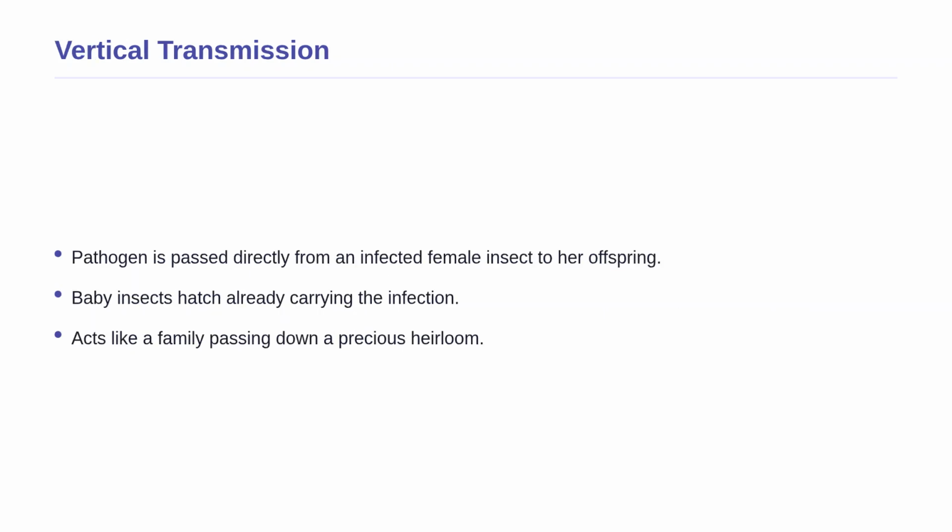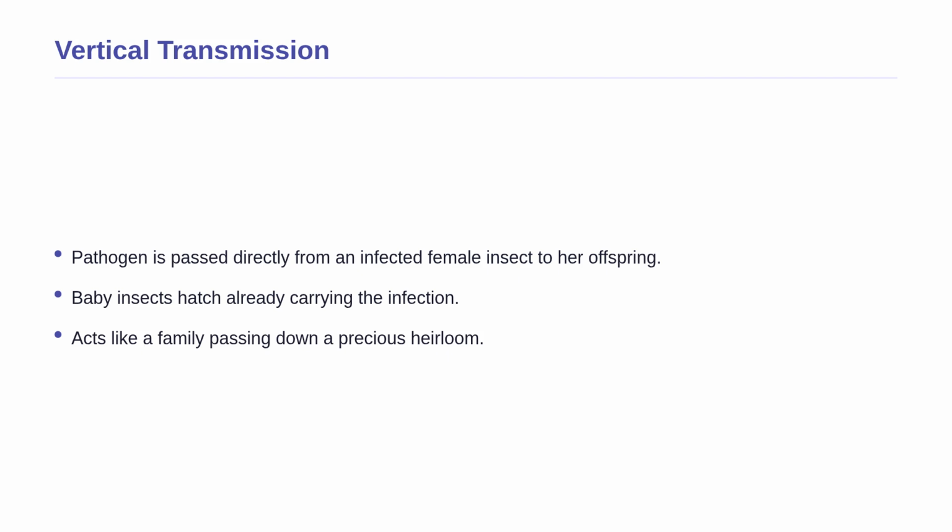So, we have seen how diseases spread from insect to human. But what happens when the insect passes the disease to its own babies? This brings us to our second major concept, vertical transmission.